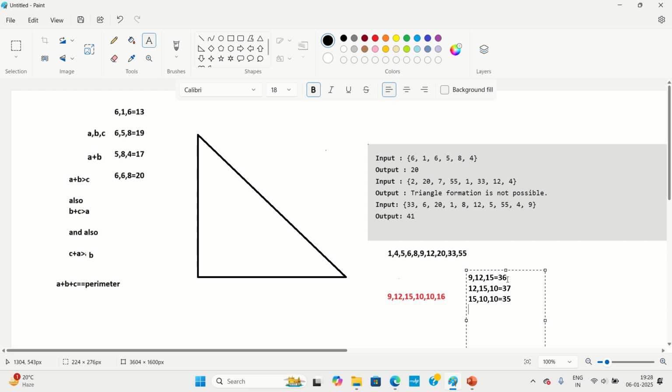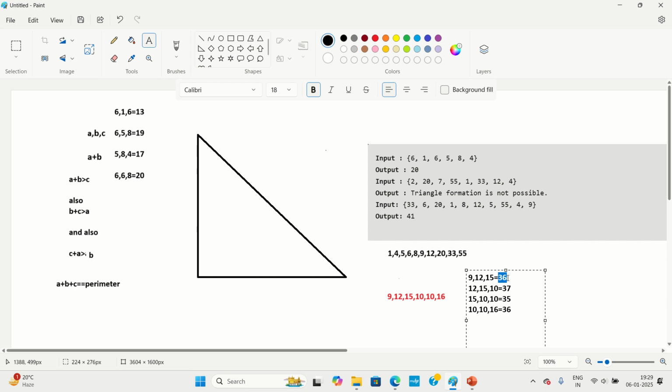Till now, the maximum perimeter is 37. Okay, let us check. Last one is 10, 10, 16. Is it forming a valid triangle? First of all, 10 plus 16 is 26, greater than 10. Okay, fine. 10 plus 10 is 20, greater than 16, fine. And this is 10 plus 16, 26, greater than 10, fine. So 10, 10, and 16 is a valid triangle, and what is its perimeter? 36. Now, here there is a conflict.